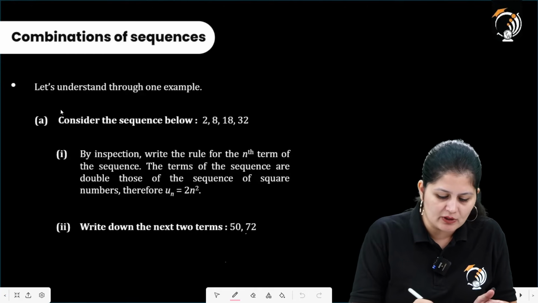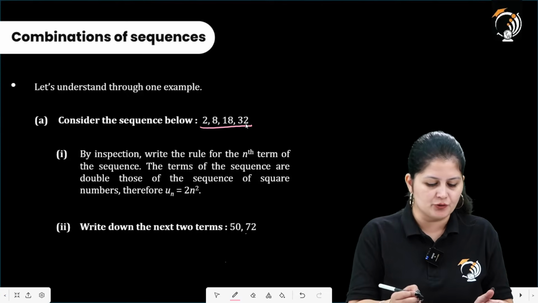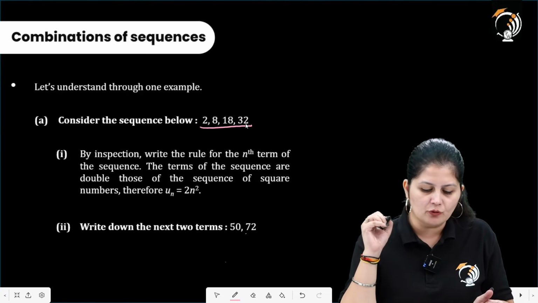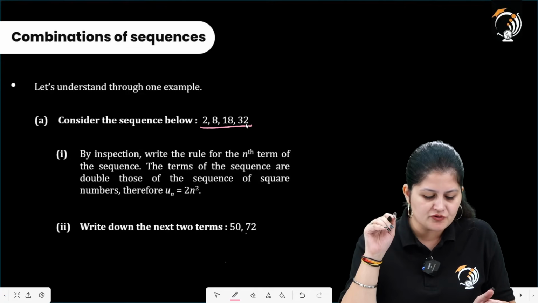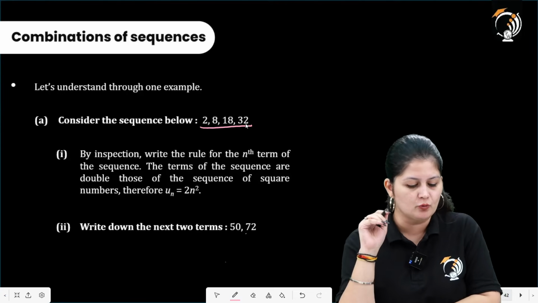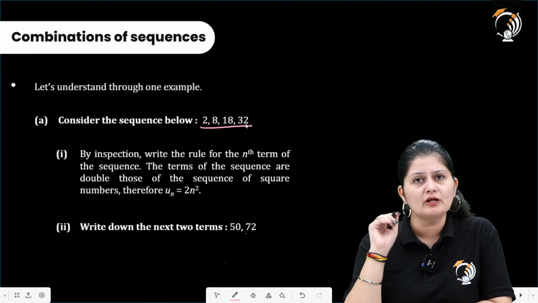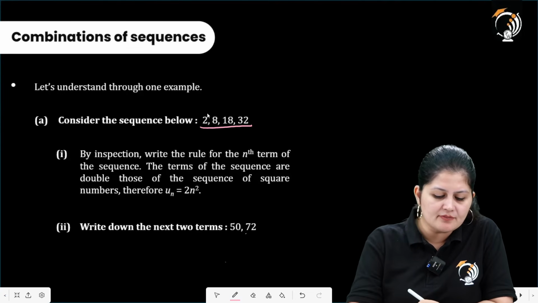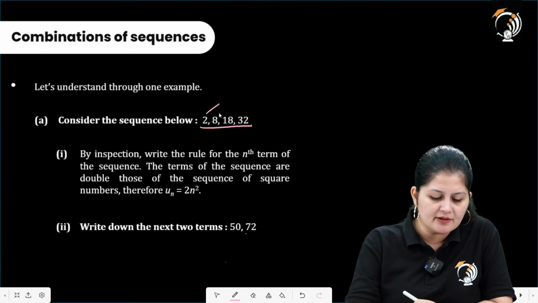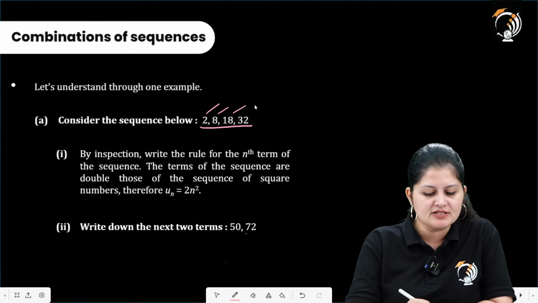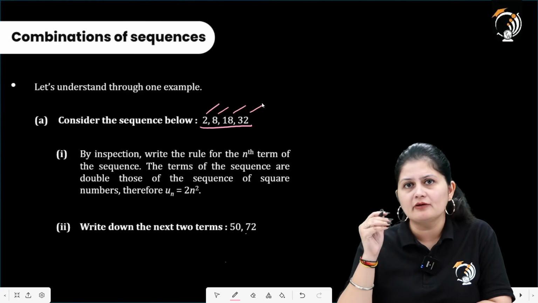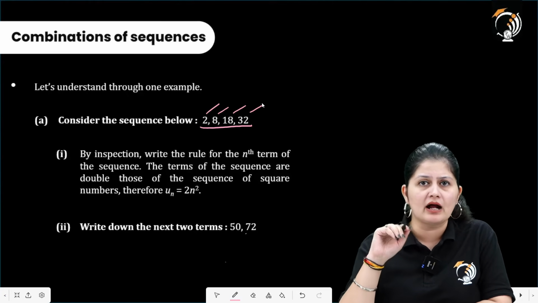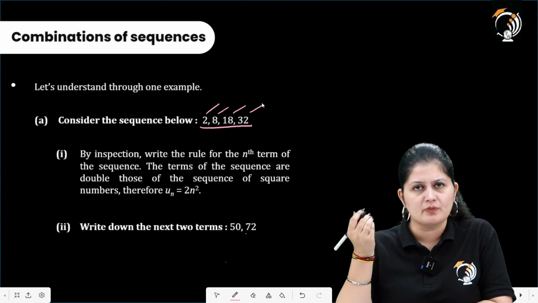Consider the sequence below, which is 2, 8, 18, 32. By inspection, write the rule for the nth term of the sequence. The terms of the sequence are double those of the sequence of squares. Therefore, u_n is equal to 2n squared. So what we can observe here is that the first term is 2, the second term is 8, the third term is 18, the fourth term is 32. Correct? So now we need to get the general formula, or how we are going to solve this particular pattern, right?